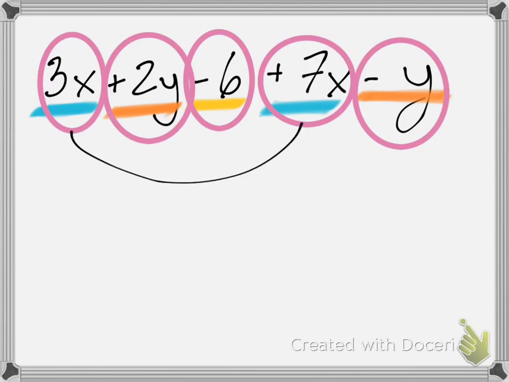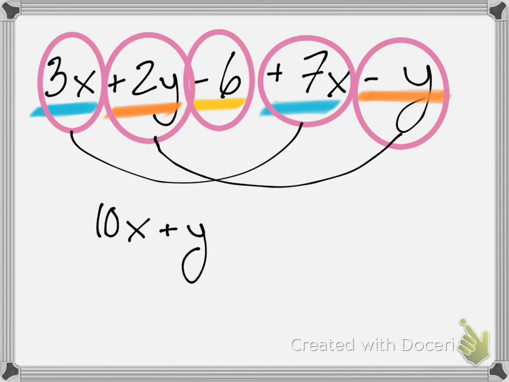So 3x plus 7x is 10x. 2y minus y is y. Negative 6 is just negative 6. So as Izzy had written earlier up at the top, it is exactly 10x plus y minus 6. Let's do one more of these, okay? I want you guys to do this one.